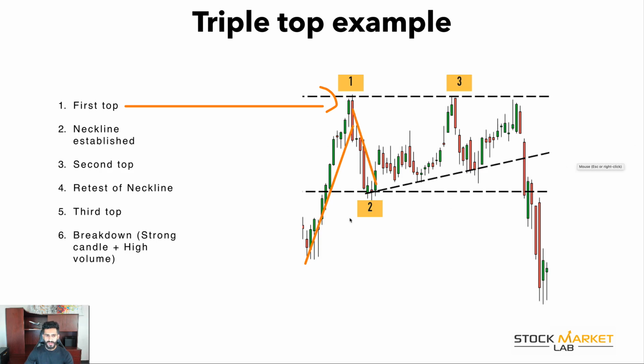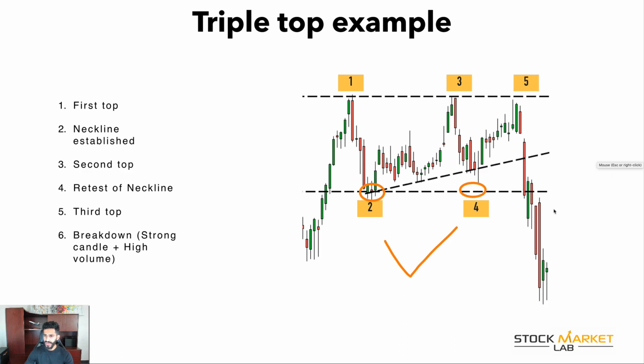We keep progressing. You can see the second top, right? Now look at the second neckline. If you notice, it doesn't perfectly hit it, but it's around the same area. That's still a good retest of the neckline. And then if you look again, boom, third top. And then finally, breakdown, strong candle, high volume. That's what we want to see.